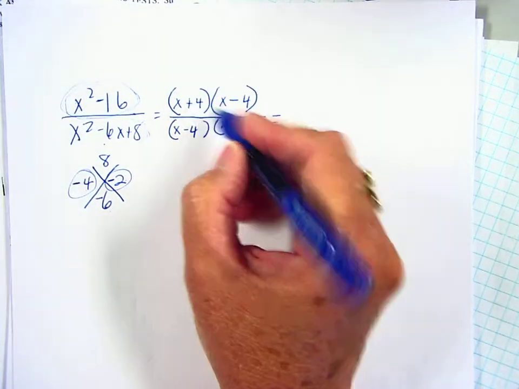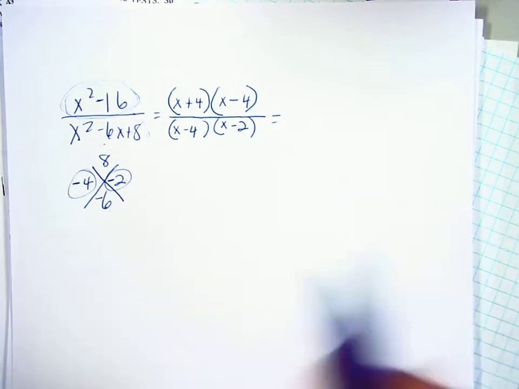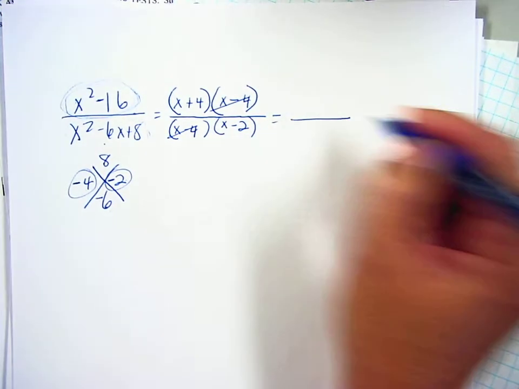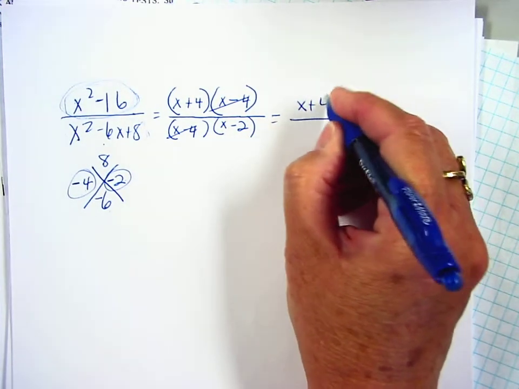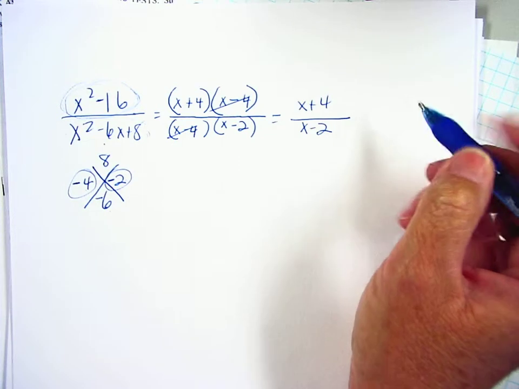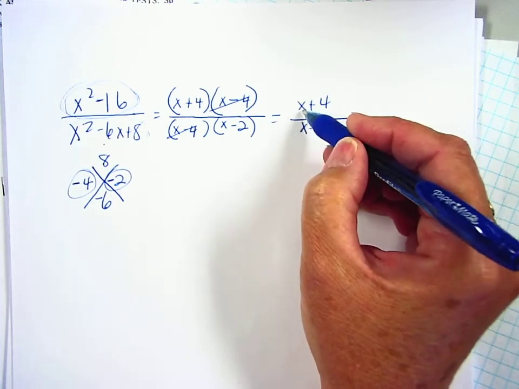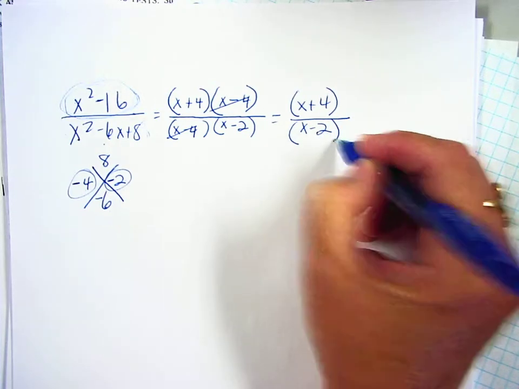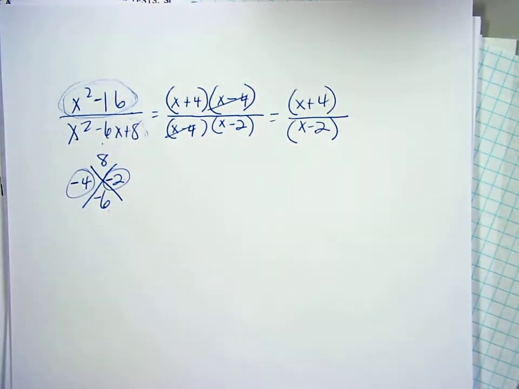I have two factors in my numerator, two factors in my denominator. This factor and this factor are exactly alike, and I'm left with x plus 4 over x minus 2. I cannot cancel these x's because these x's are not factors. They're part of a bigger package deal binomial factor.